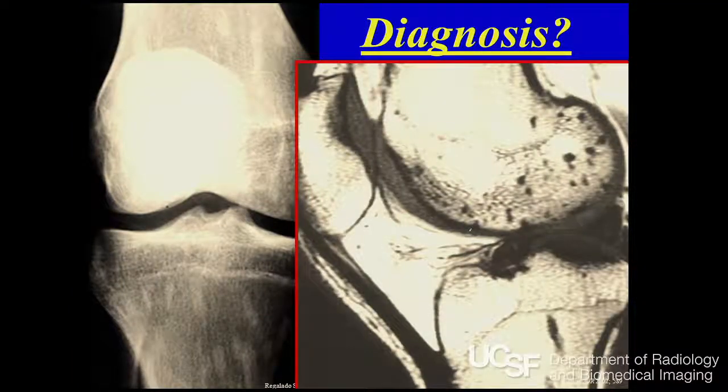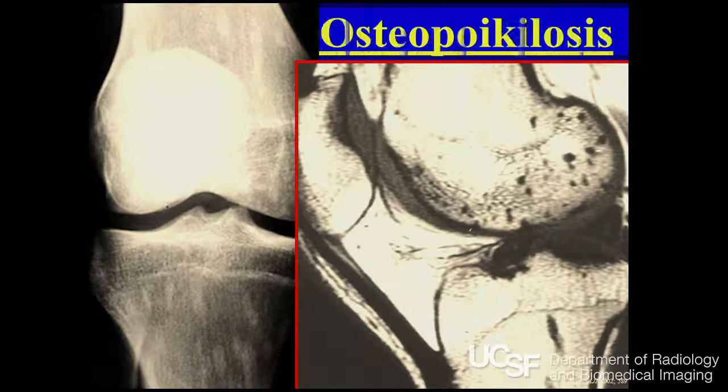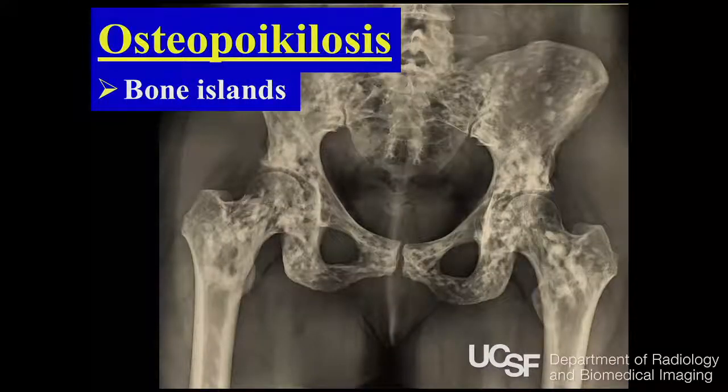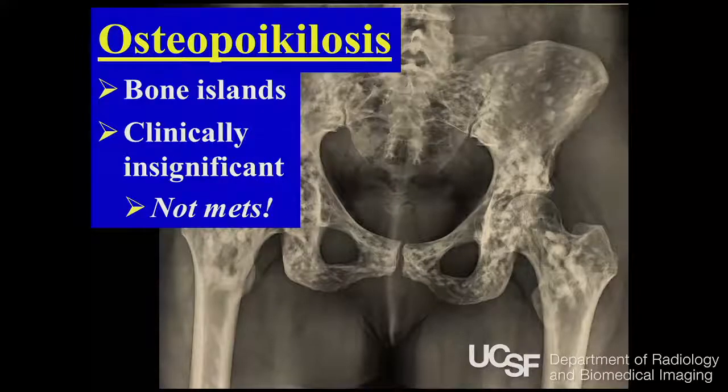So what's the diagnosis here? Multiple punctate foci of low signal intensity are from multiple bone islands in a patient with osteopoikilosis. Here's another example of osteopoikilosis, simply multiple bone islands. Osteopoikilosis is clinically insignificant and should not be confused with metastases.